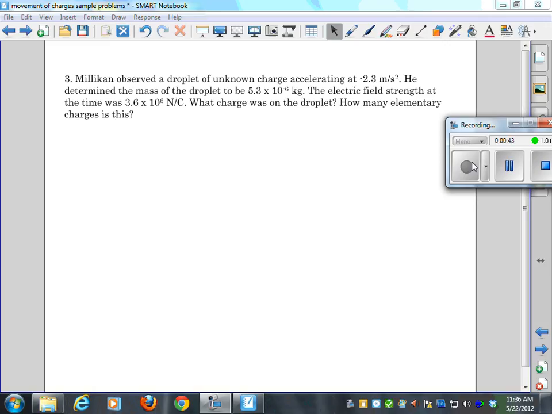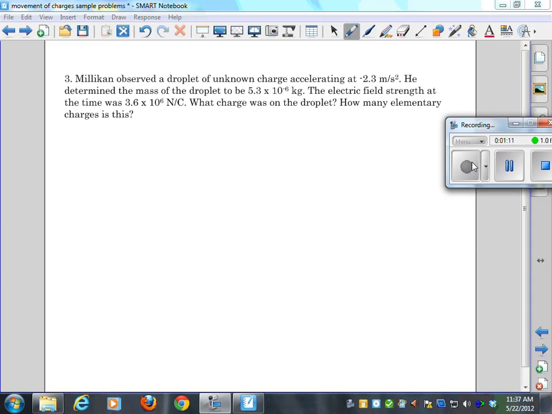Okay, so Millikan observed a droplet of unknown charge. Now, this is exactly what Millikan was trying to do: figure out the charges. Accelerating at minus 2.3 meters per second squared, he determined the mass of the droplet to be 5.3 times 10 to the minus 6. The electric field strength at the time was 3.6 times 10 to the 6. What charge was on the droplet, and how many elementary charges was this?